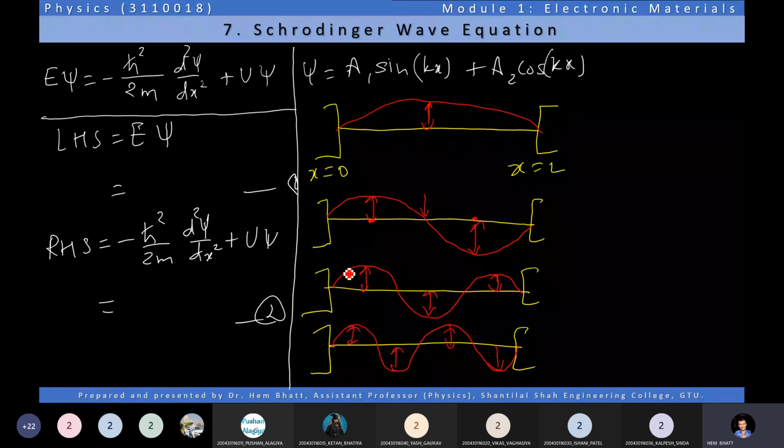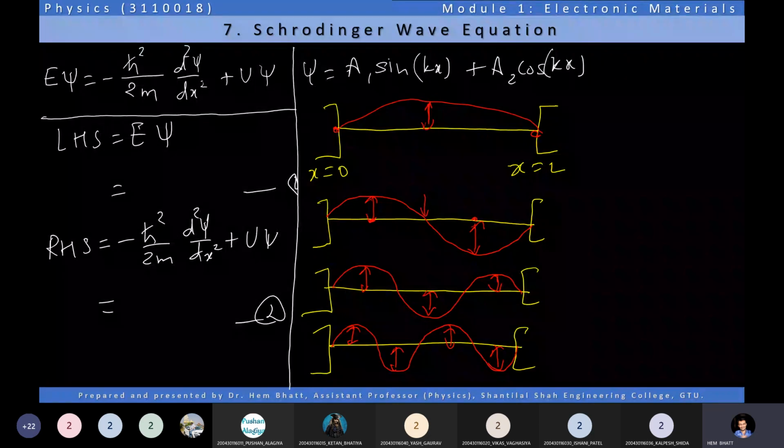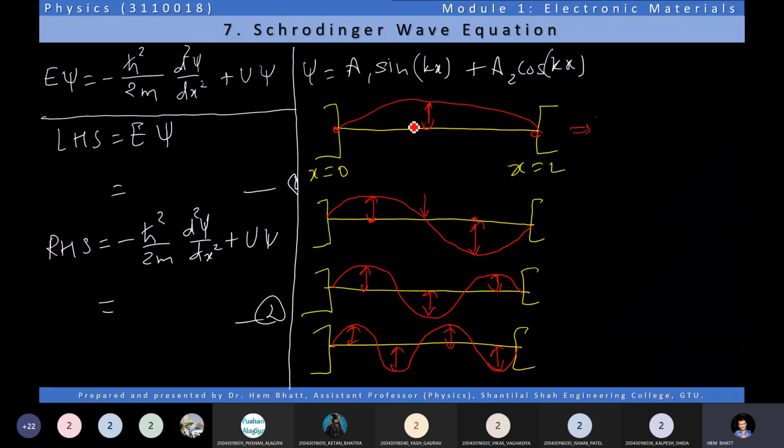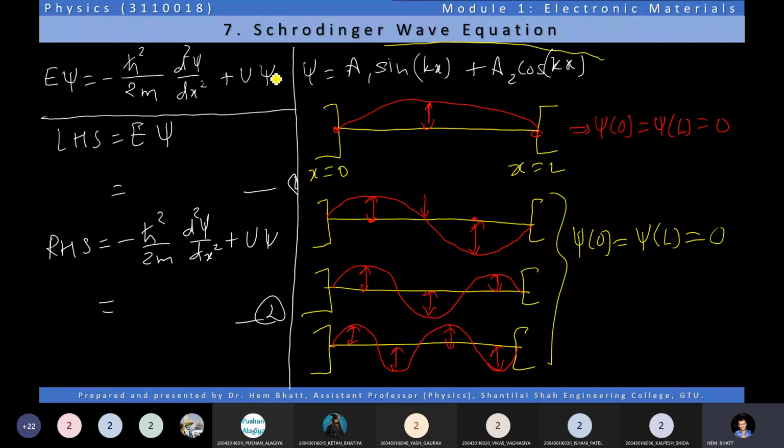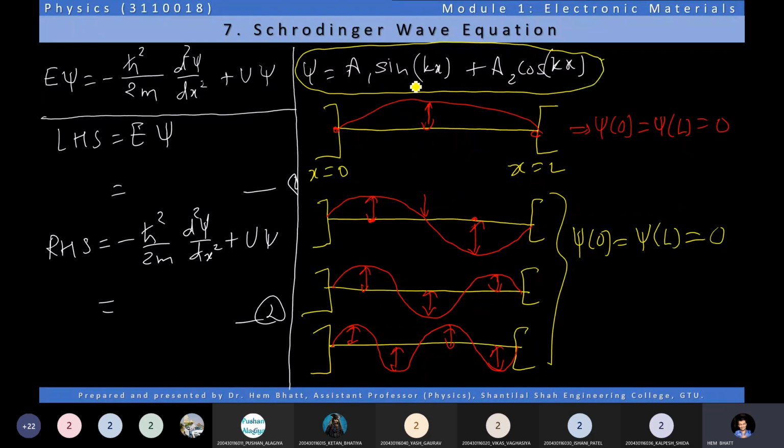But one common thing in all these 4 figures is કે જો તમે x equal to 0 લ્યો તો psi ની વેલ્યુ 0 થાય. psi 0, psi L is 0. Similarly, this is true for all the situation. જો તમે x equal to 0 લ્યો અથવા તો x equal to L લ્યો તો psi ની વેલ્યુ 0 થાય. This is called boundary condition. ઓકે, તો આ પરિસ્થિતિ છે અને આ પરિસ્થિતિ માટે આપણે એક વેવ ઇક્વેશન બનાવીએ છીએ. So don't forget this situation.